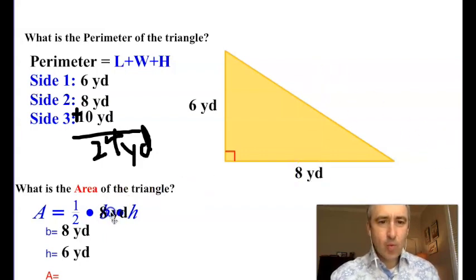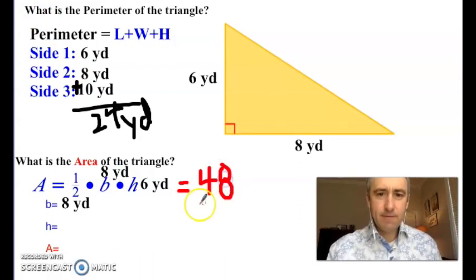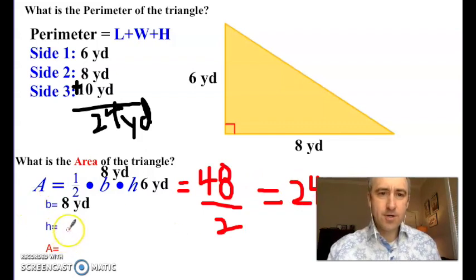So when I take 1/2 of 8 times 6, 8 times 6 is 48. Take half of 48. 48 divided by 2 equals 24. So my area is 24 yards squared.